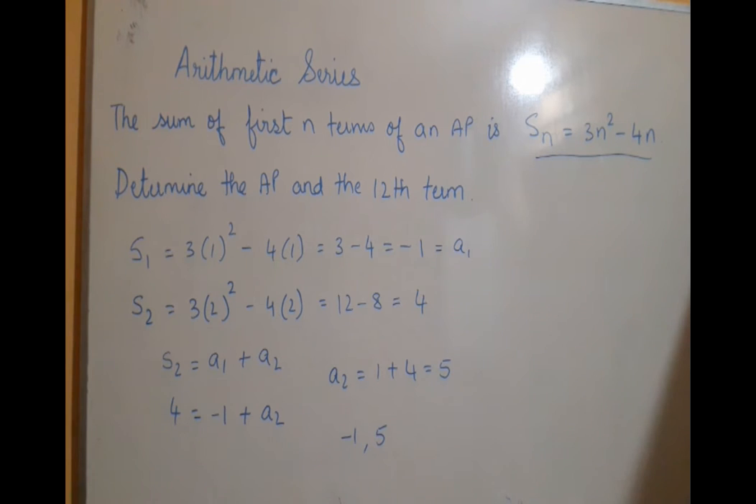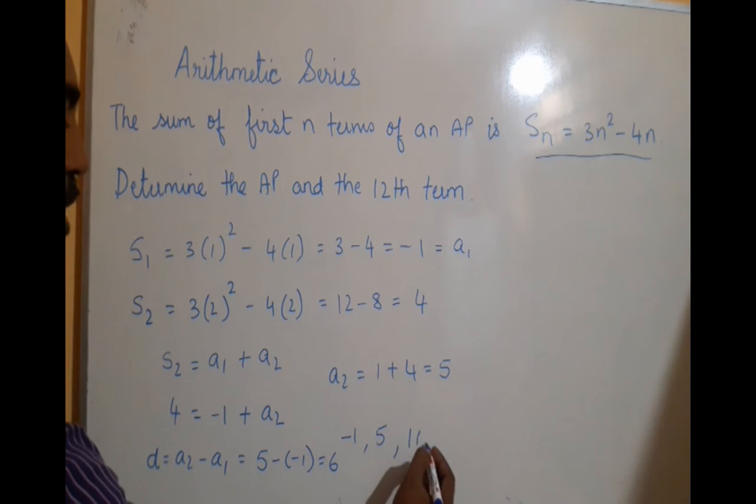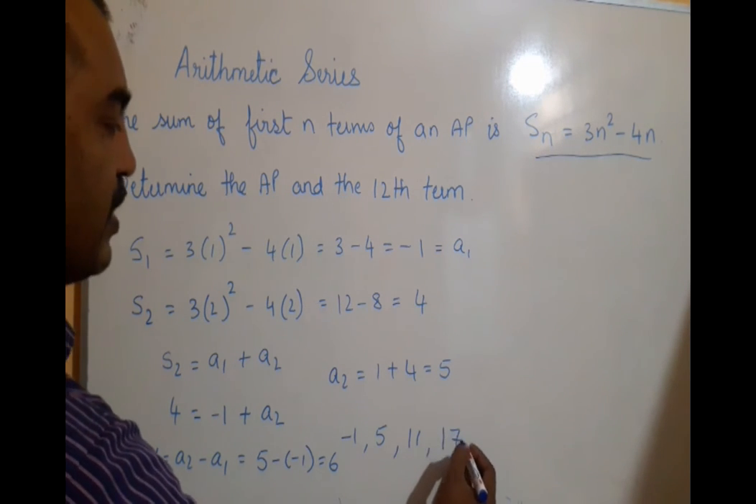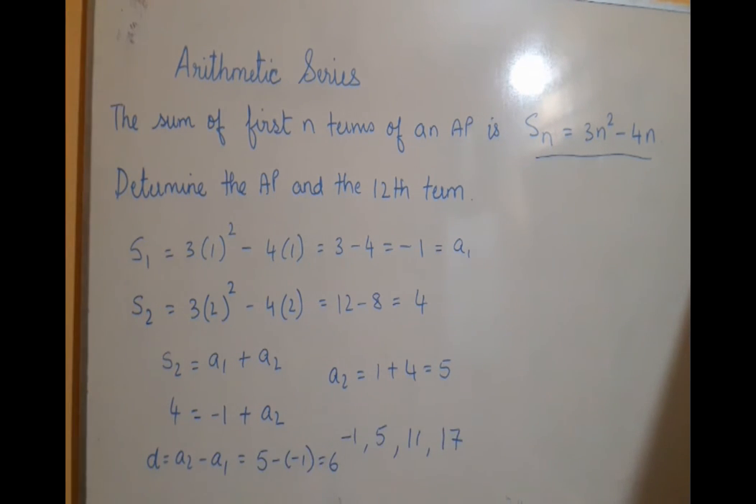Now how do we find the D? The D is second term minus the first term. So second term we have is 5 and the first term I have -1. So 5 minus -1 is 5 plus 1 is 6. So we have D equal to 6. So we get the AP as -1 plus 6, that is 5, plus 6, that is 11, plus 6, that is 17. So this is the AP which we wanted.